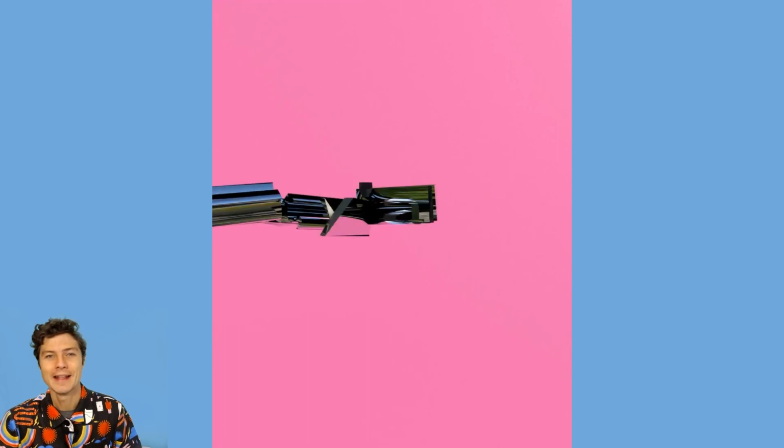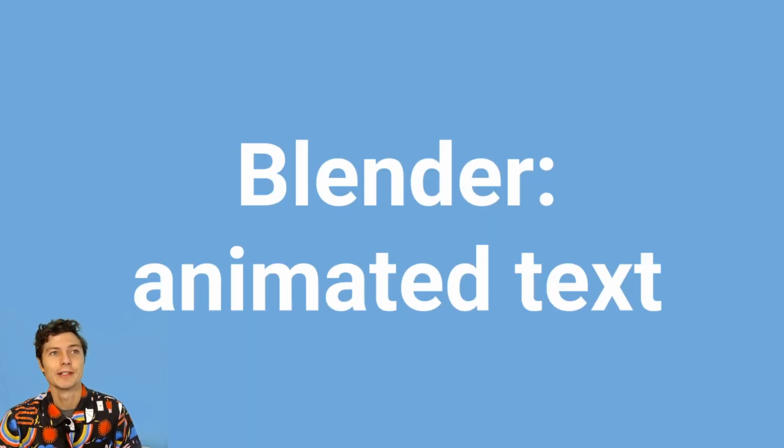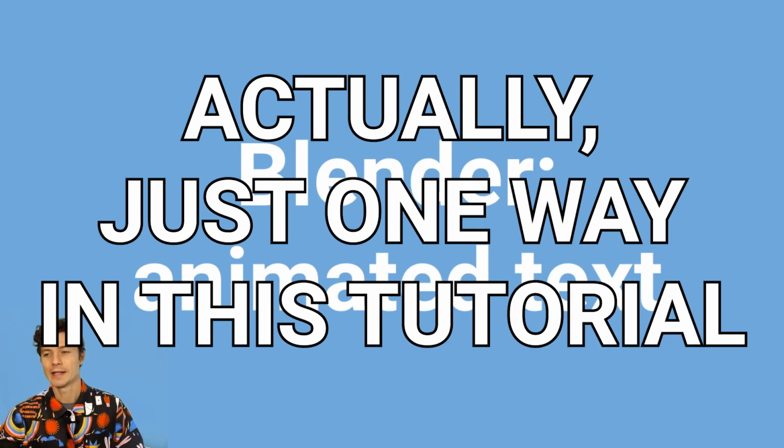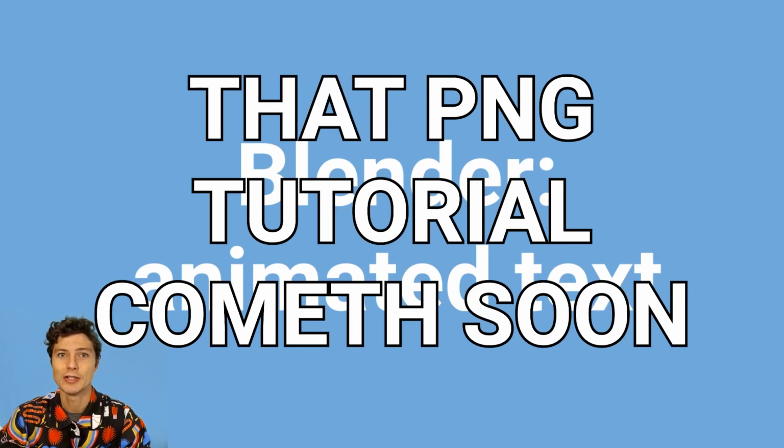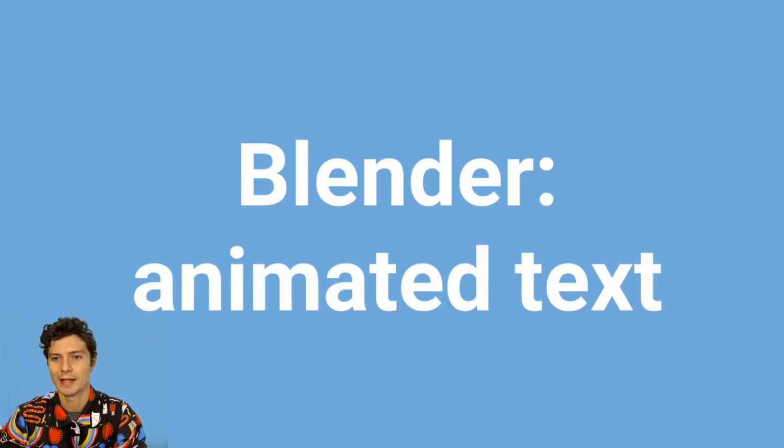Today, tutorial. We are in Blender. We're going to do animated text as quick as I can. I'm going to show you two different ways. One using just the text tool in Blender, and then the other way using PNGs that you have generated in Illustrator. Okay, let's go over to Blender.